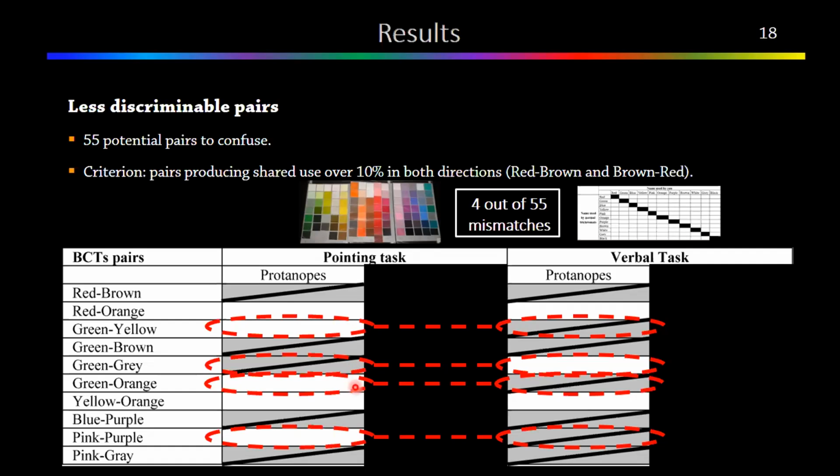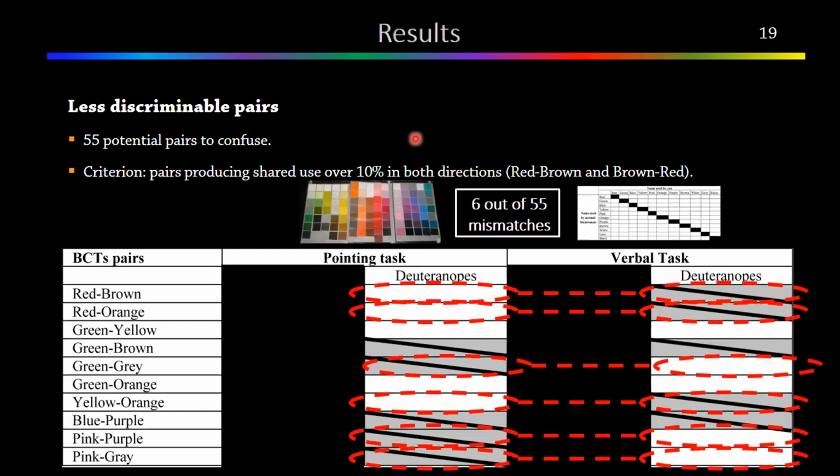Three of the 4 are overestimations of confusion, and 1 of them is an underestimation of confusion. We have a gray cell here and a white cell here, okay? So only 4 out of the 55 mismatches. In the case of deuteranopes, we have a similar situation.